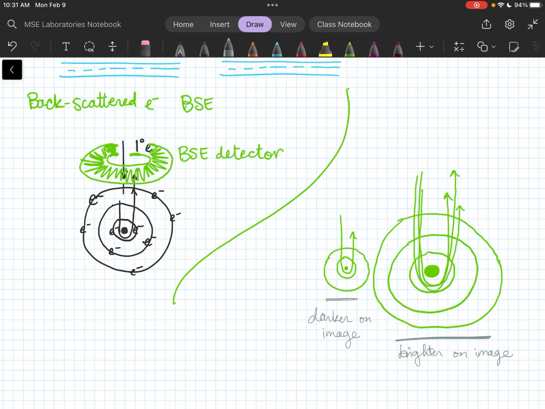So lighter and darker. Yes, the smaller one is going to be darker, because dark means we're getting no signal. Black means no signal. So a dark gray, because all of this is grayscale, means that we're just not getting as much signal back. Where white would mean we're saturating the detector. We're getting a ton of electrons back. And so heavier elements are going to be brighter on the picture.